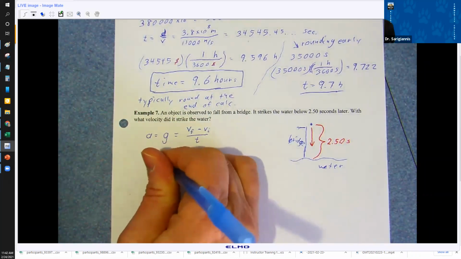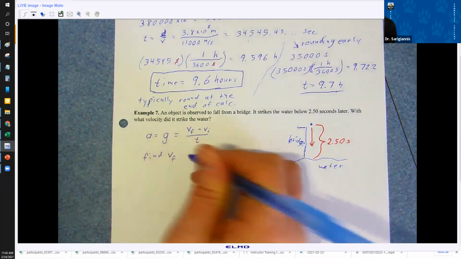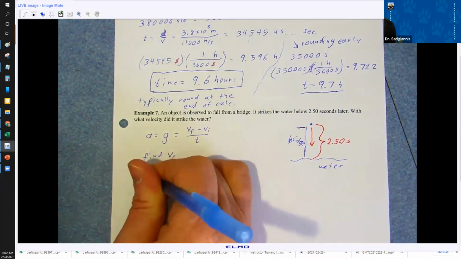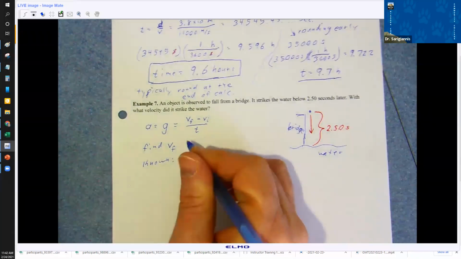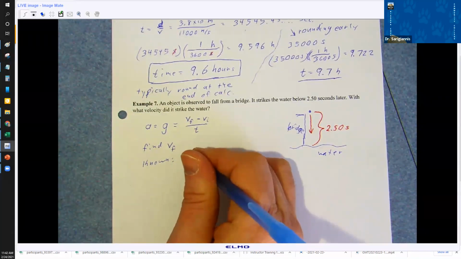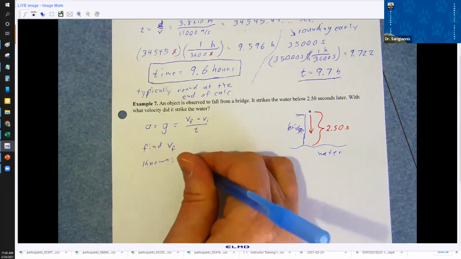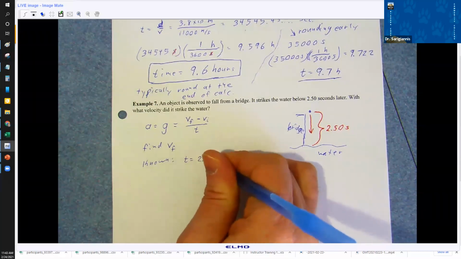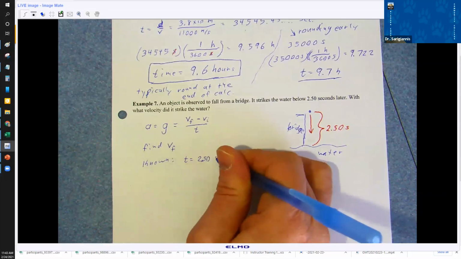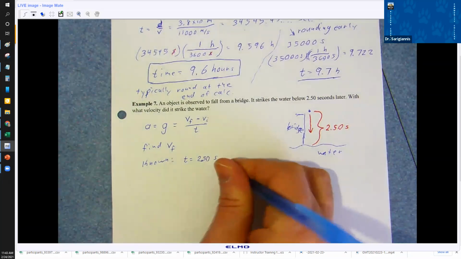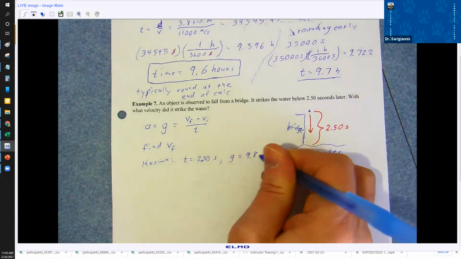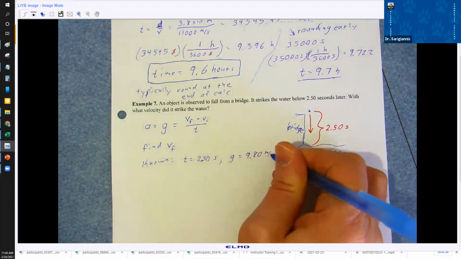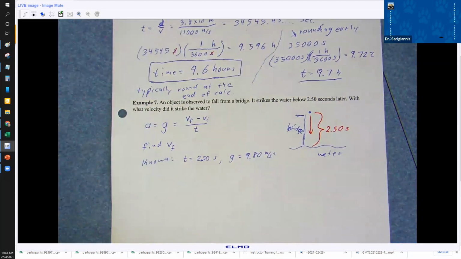Find VF. And the known information is what? We've got t equals 2.50 seconds, right? And g equals 9.80 meters per second squared. That's our acceleration.